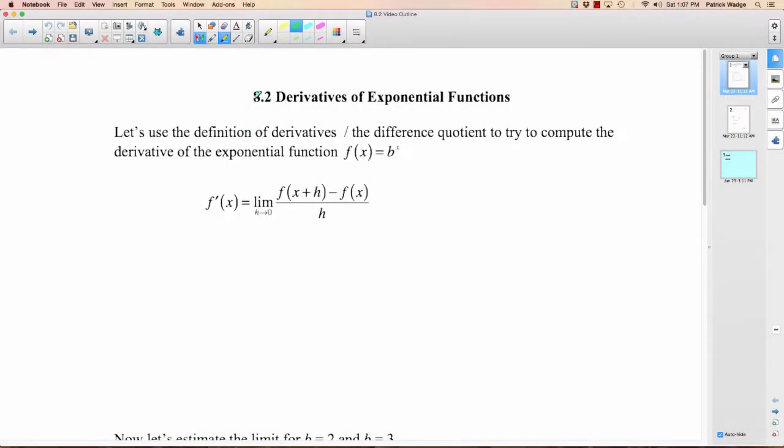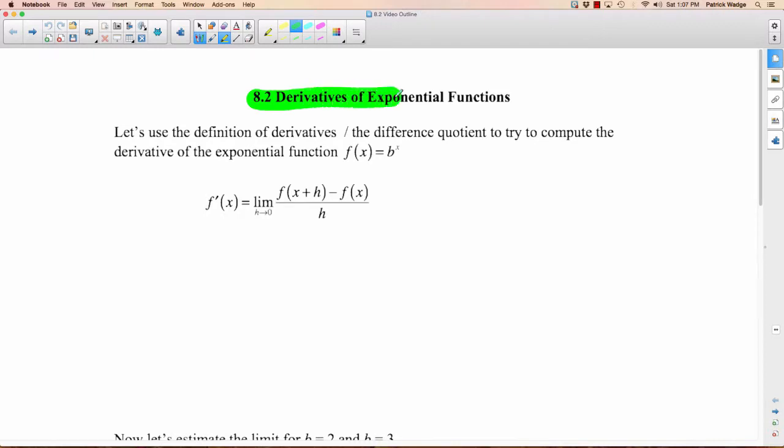Section 8.2, which is called Derivatives of Exponential Functions. So here's what we're going to do. We're going to start by using the definition of derivatives, also known as the difference quotient, to try to compute the derivative of the exponential function f of x equals b to the x.